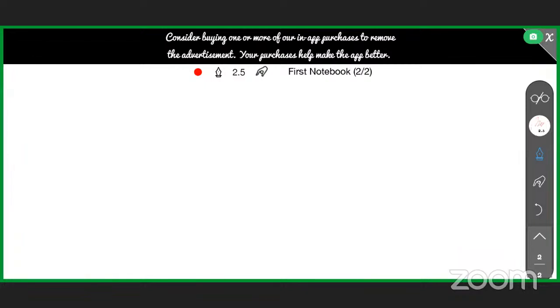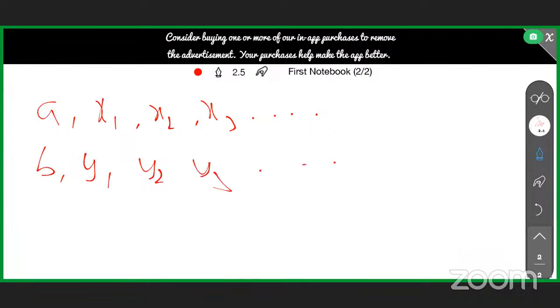Okay, next question. This is also another important question. They asked it in Advanced level in 2014. If a, x1, x2, x3 and b, y1, y2, y3 are two infinite APs. Infinite means we don't know which is the last term. What are the two infinite APs?